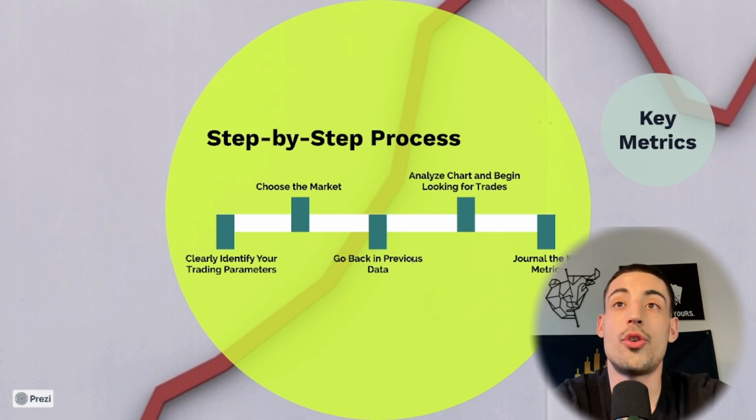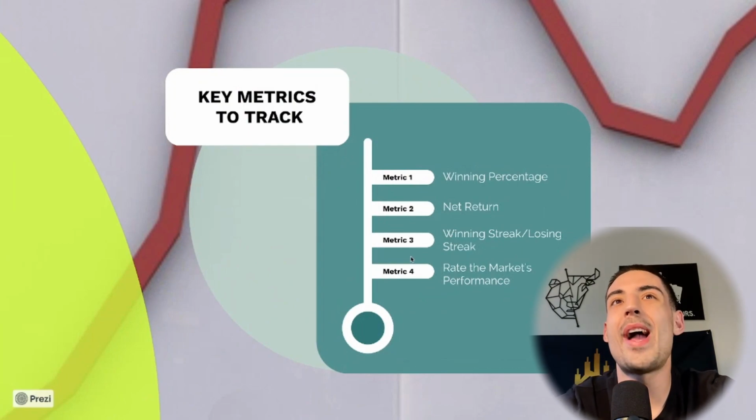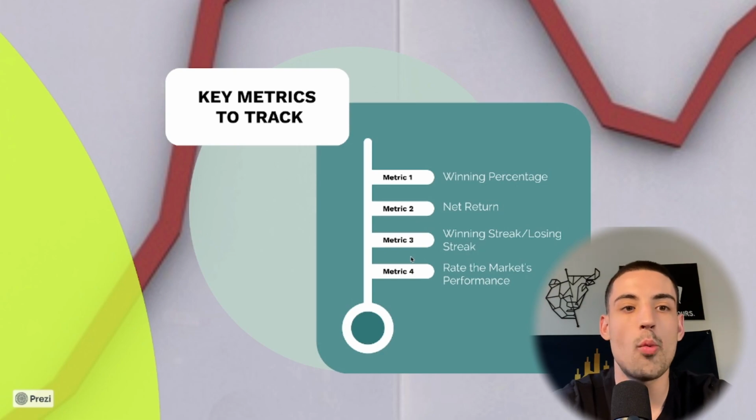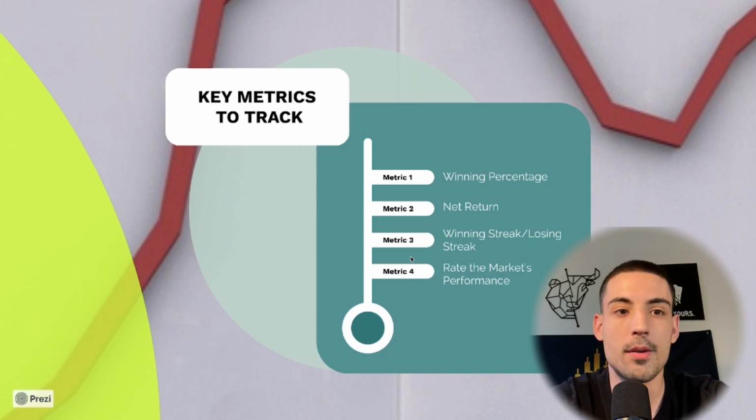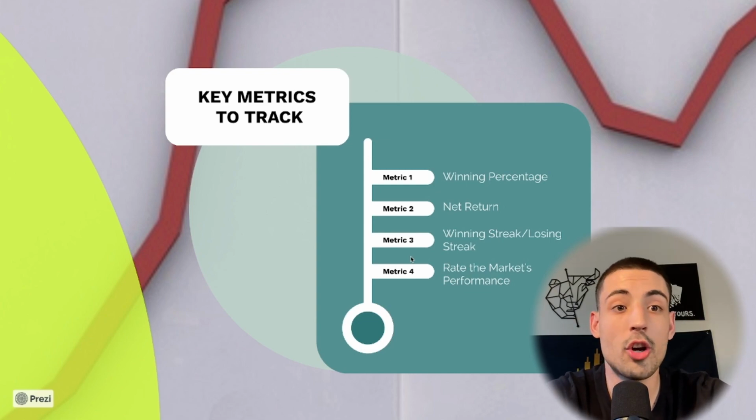After that, you're going to journal the key metrics. And what are the key metrics? Number 1, you want to track your winning percentage. That's probably the biggest one right there. What is the winning percentage on that currency pair? Literally as simple as that. Are you profitable or are you not? Number 2, net return. This is your P&L, right? Going back to, are you profitable or are you not?